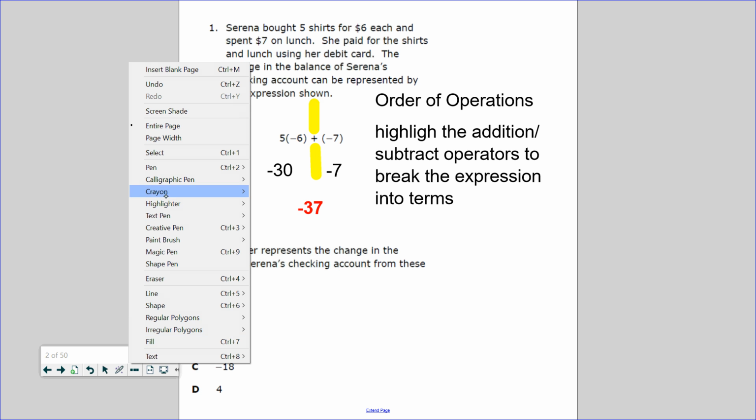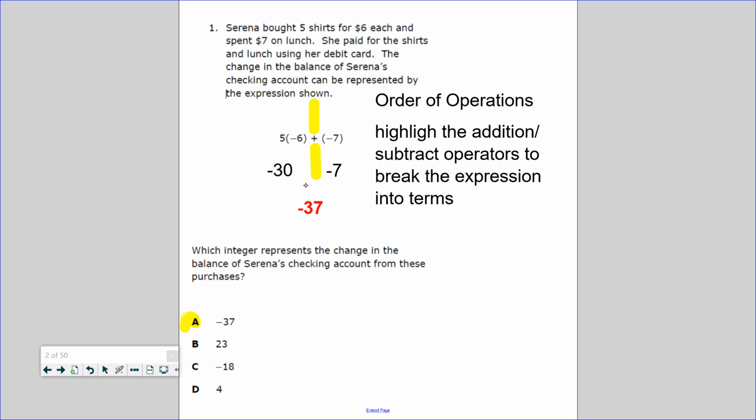And then -7. So what is 30 negative plus 7 negative? If you draw 30 negatives, and I'm not going to do that, but if you draw 7 negatives, it's 37 negative. A is the answer.